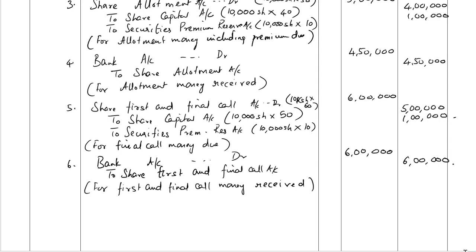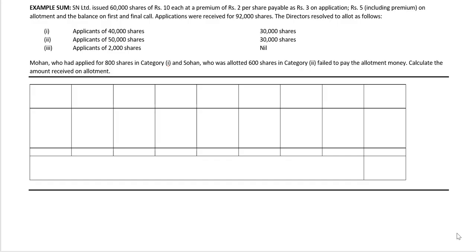Let's go on to the next example sum. Example sum. SN Limited issued 60,000 shares of rupees 10 each at a premium of rupees 2 per share, payable as rupees 3 on application, rupees 5 including premium on allotment, and the balance on first and final call. Applications were received for 92,000 shares. The directors resolved to allot as follows.